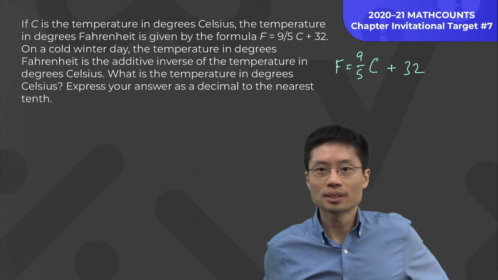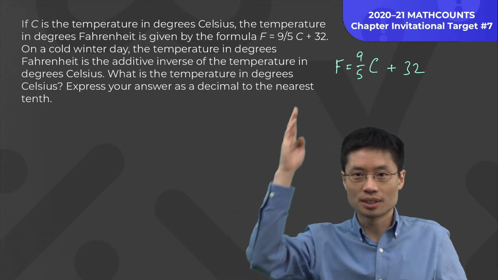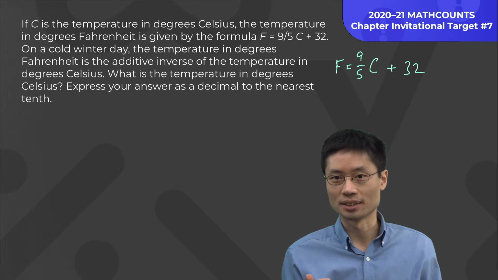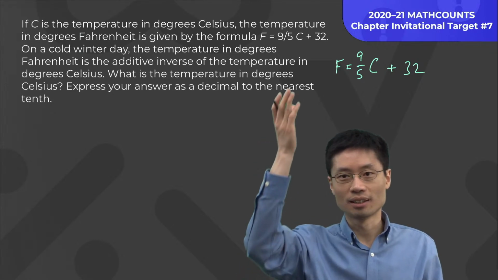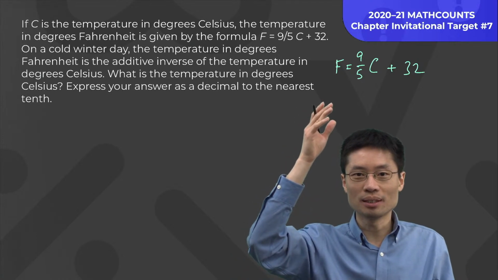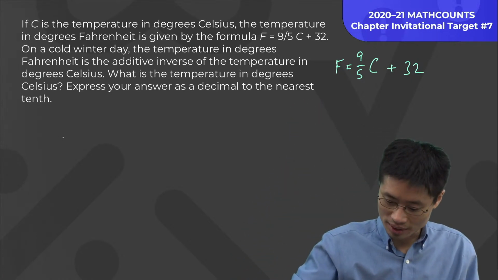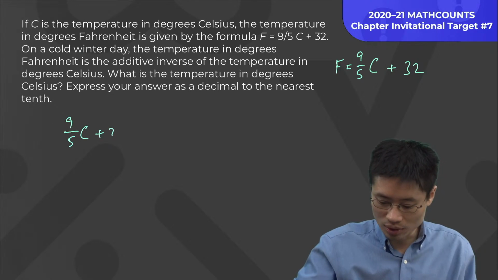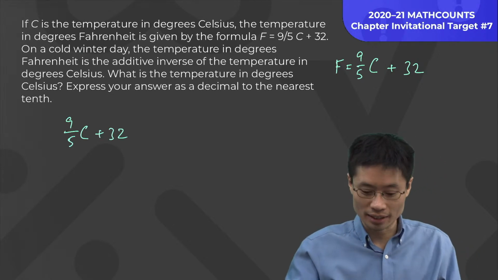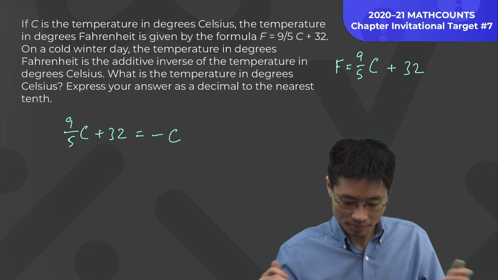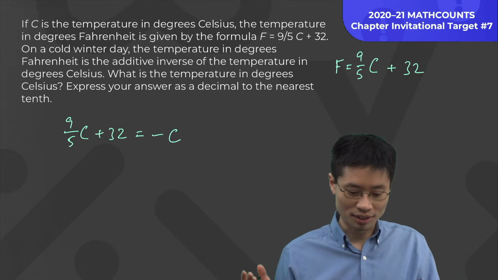Okay, so what we're saying is that the Fahrenheit, which is this thing, just happens to be the additive inverse of the temperature in Celsius. So all I'm saying is 9/5 C plus 32 happens to be minus C. That's all this question is saying. So 9/5 C plus 32, that's what you'd read in Fahrenheit, except that that's minus the Celsius. And so I need to figure out what is the C.